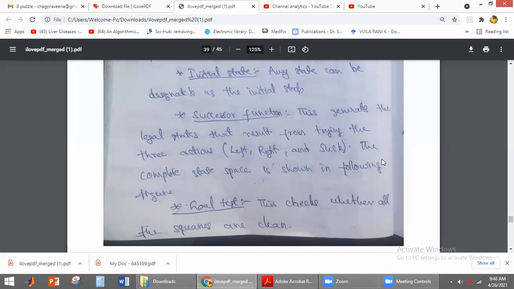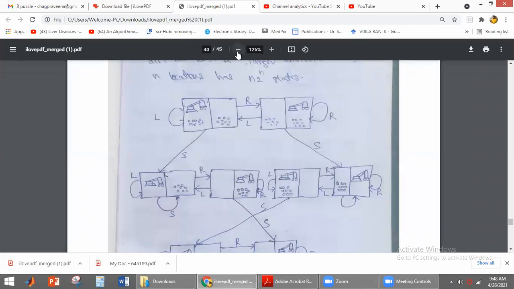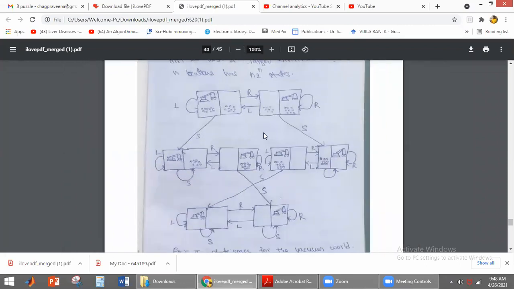So the complete state space is represented here. It is given like this, students. You just see this figure. See here, this is one state, this is another state, second state, third state, fourth state, 5, 6, 7, 8. I told you how many states we have: totally 8 states. So this represents the state space, the 8 states of this vacuum cleaning agent.